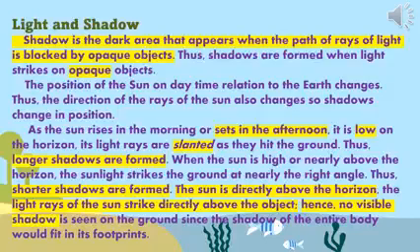As the sun rises in the morning or sets in the afternoon, it is low on the horizon. Its light rays are slanted as they hit the ground. Thus, longer shadows are formed. When the sun is high or nearly above the horizon, the sunlight strikes the ground at nearly the right angle. Thus, shorter shadows are formed.